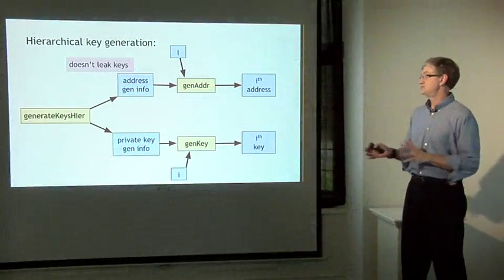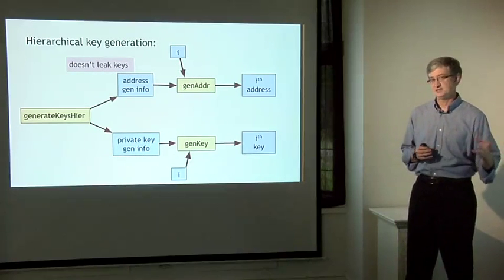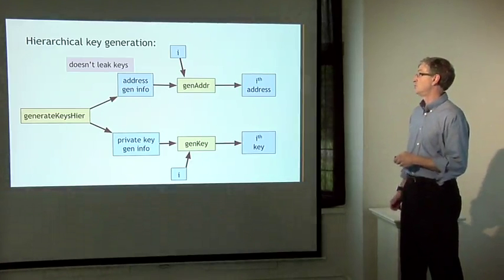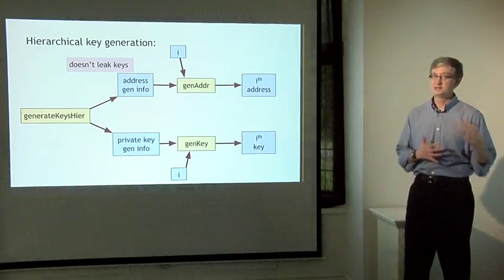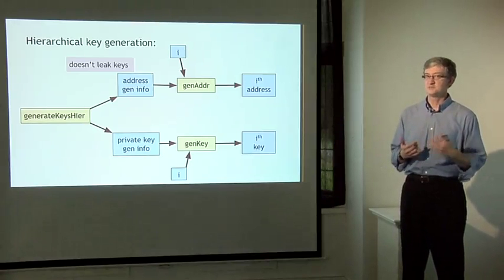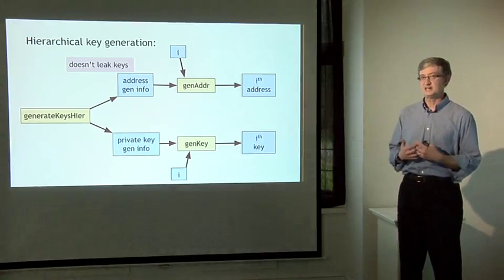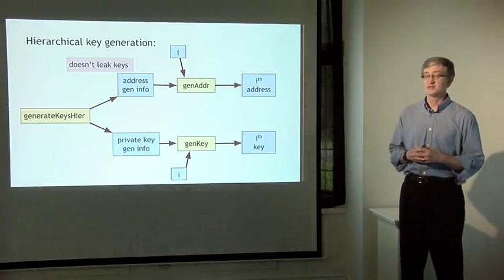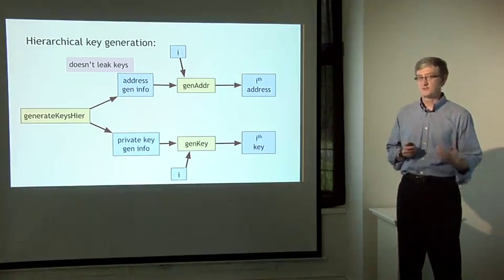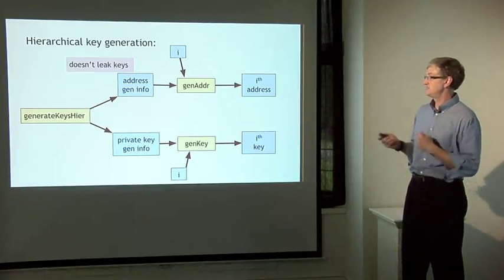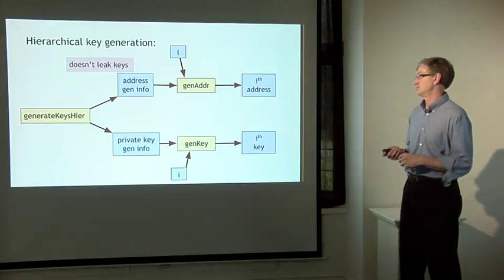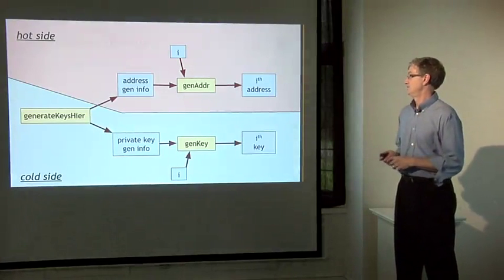Now, not all digital signature schemes that exist can be modified in a way like this to support hierarchical key generation. Some can and some can't. But the good news is that the digital signature scheme used by Bitcoin, which is called ECDSA, does support hierarchical key generation, and so we can do this trick. And the reason this is useful for hot and cold storage is that we can take this operation and split it up between the hot side and cold side of our storage, like this.